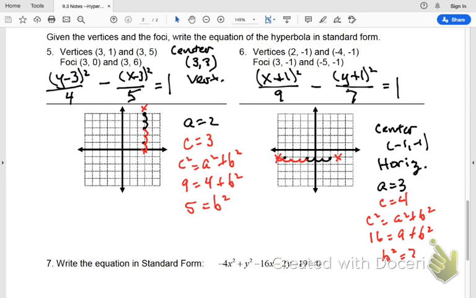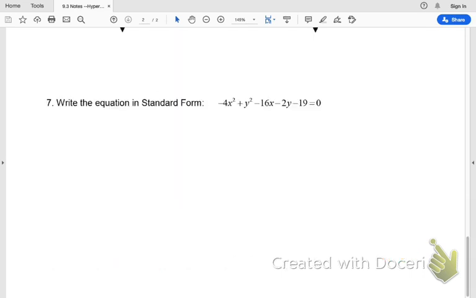Okay, I'm just going to scroll it down a little bit and do the rest. Okay, last example, we're going to write an equation of our hyperbola and make sure that it's put in standard form. So the first thing you want to do is group your x's together and group your y's together and move this 19 to the other side. So you'll have -4x squared minus 16x plus y squared minus 2y equals 19.